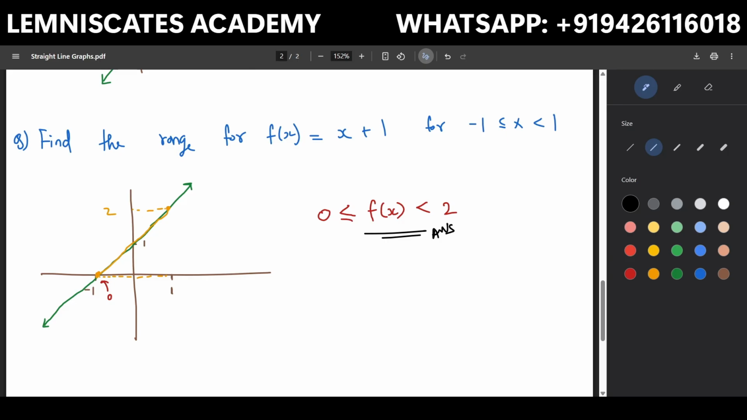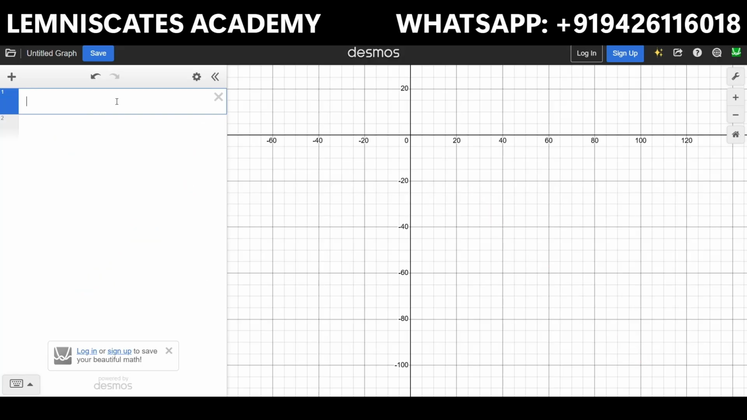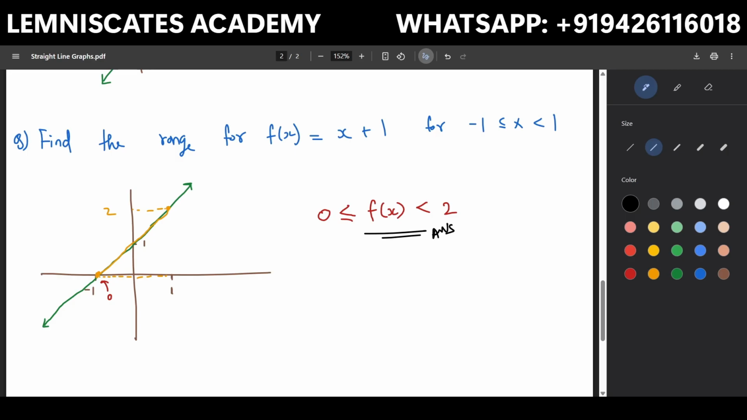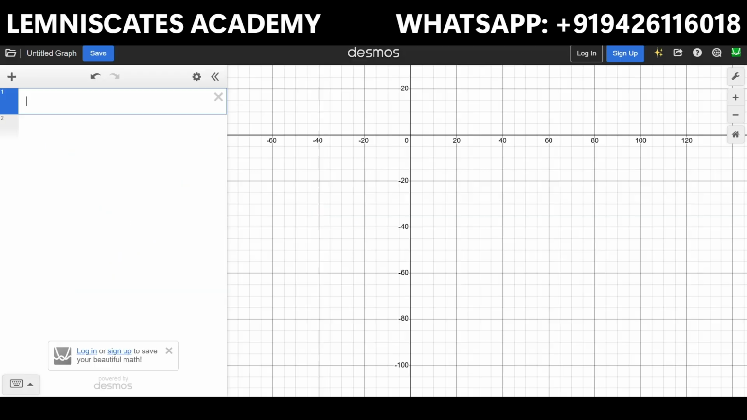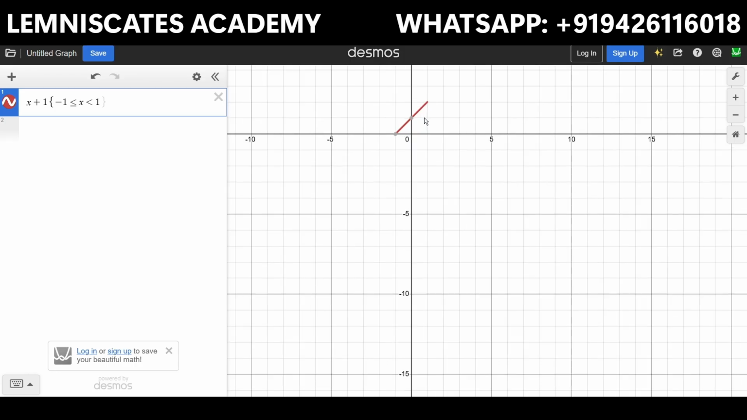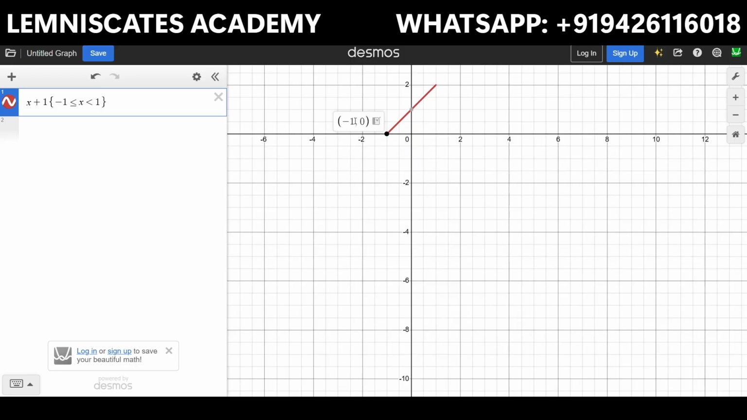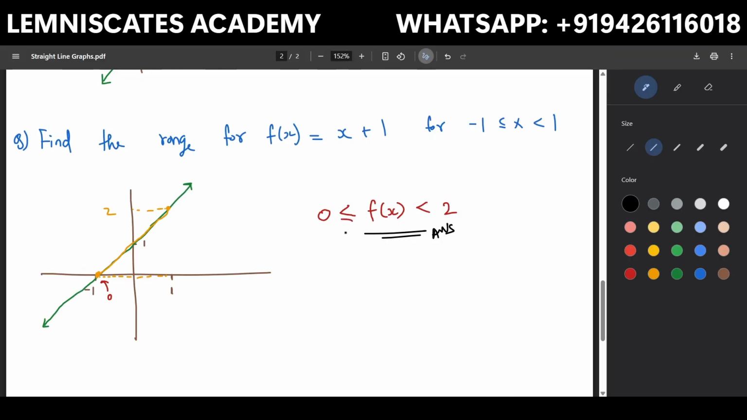And now just to confirm this, I'll go to Desmos and plot it over here. So the equation was x plus 1 in between minus 1 and 1. So here is the output of the graph, which lies in between 0 and, of course, the maximum value, as you can see, is approaching towards 2. And because 2 is not part of the output, that is why I cannot highlight it over here. But yeah, the output will lie in between 0 and 2, and that is exactly what we have written over here. And as you can see, 2 is not included.